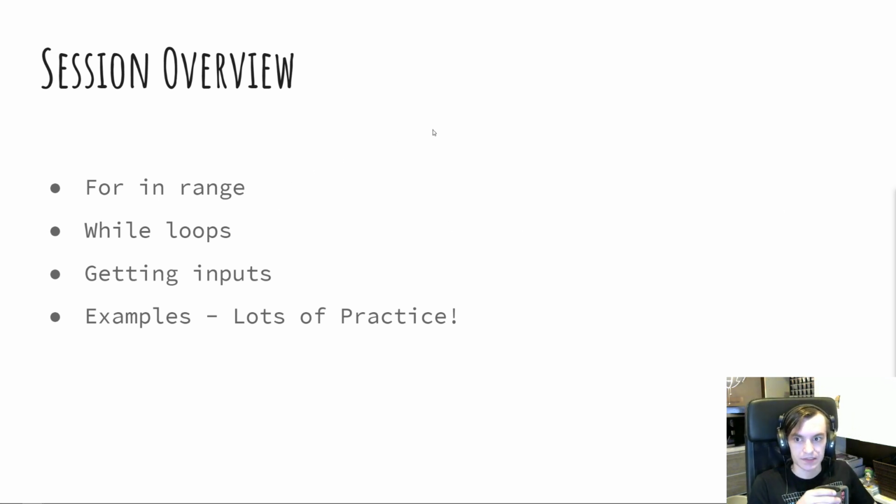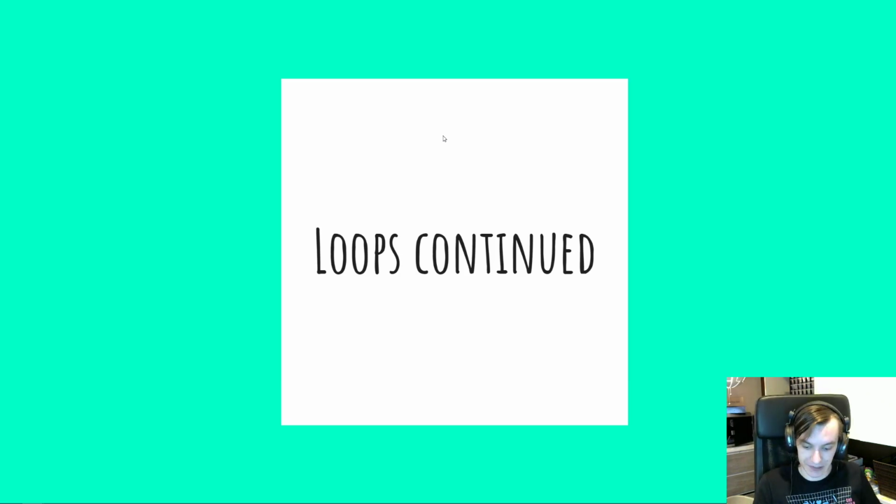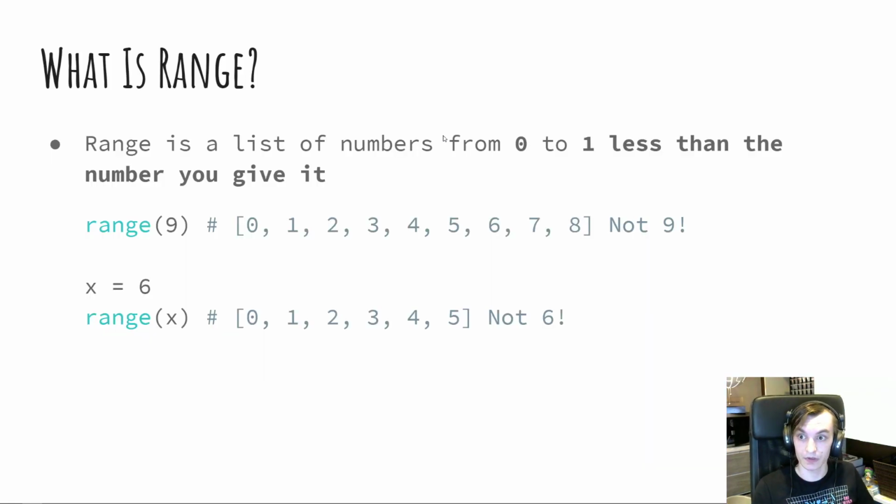Okay, so let's get started, continuing on loops. We're going to talk about this thing called range. Range stands for a list of numbers. You remember last time we were talking about iterating over lists. We would say for item in list, and that would iterate over the list, with item being every item in the list.